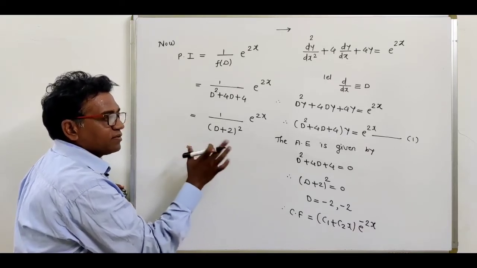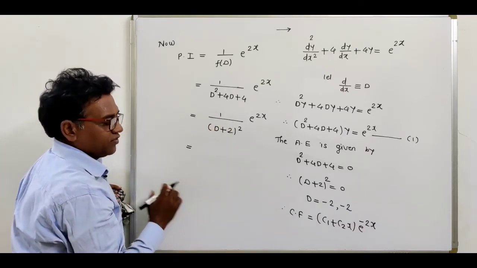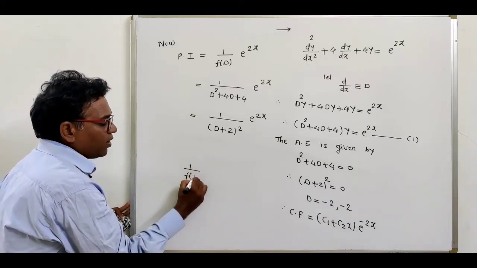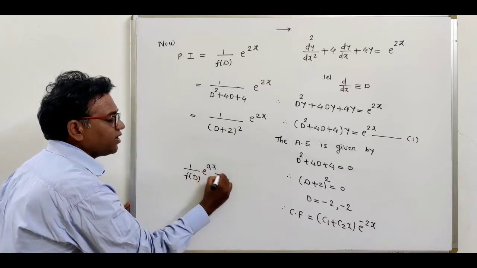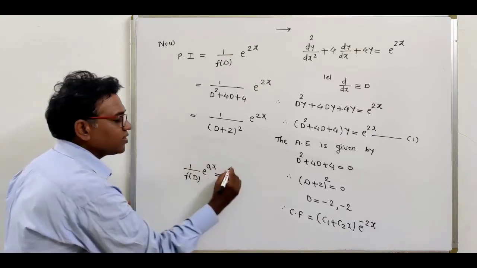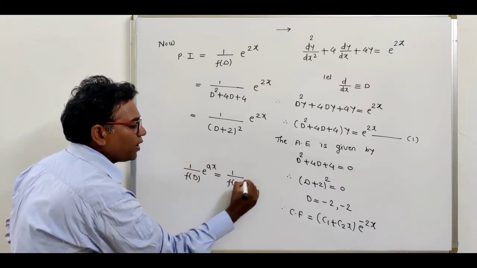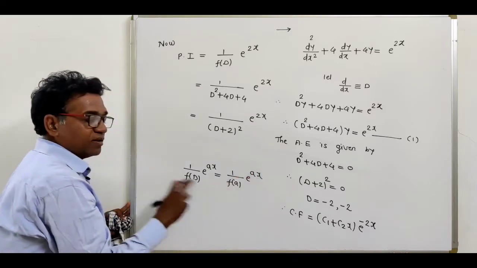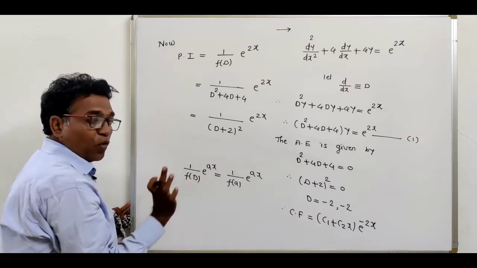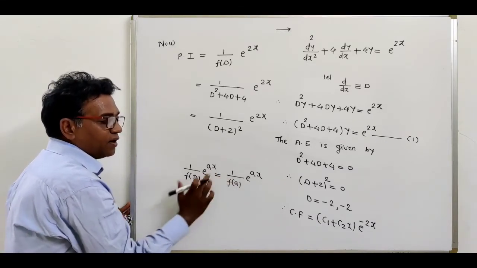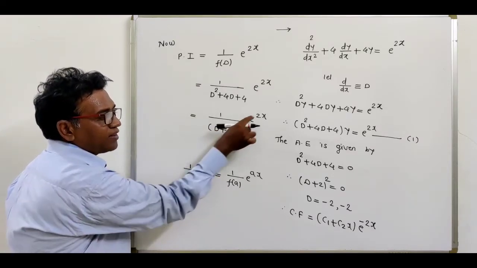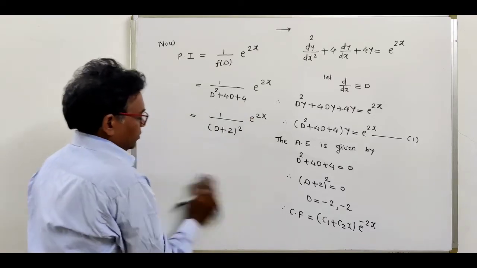Now see how to solve this, 1 upon f(D) into an exponential term. Just now we have seen the formula. What is the formula? 1 upon f(D) into an exponential term is given by just replacing D by a. So the formula is 1 upon f(a) into e raised to ax, provided that the denominator is non-zero. So replace D by this number, which is 2. So find out the solution.